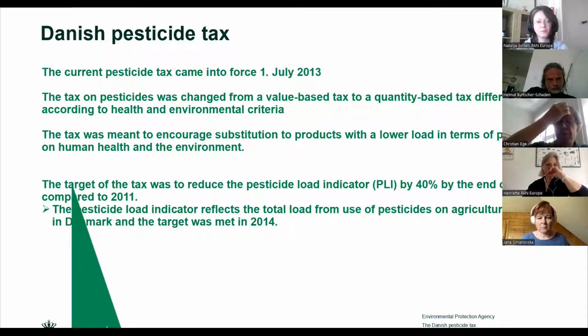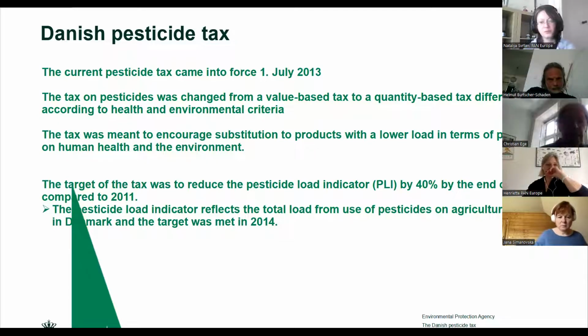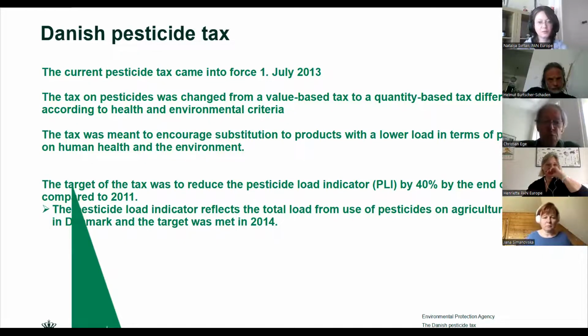And in 2013, the pesticide tax was changed. So it was based on the pesticide load indicator. So therefore, I'll also tell a bit about the Danish Pesticide Tax.